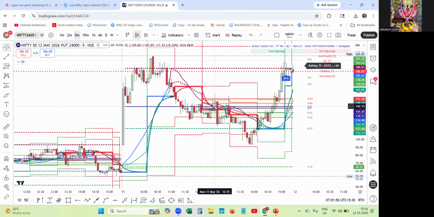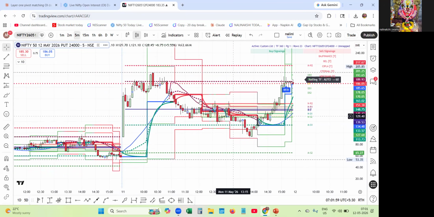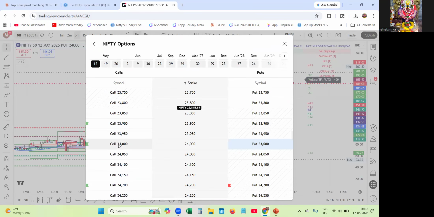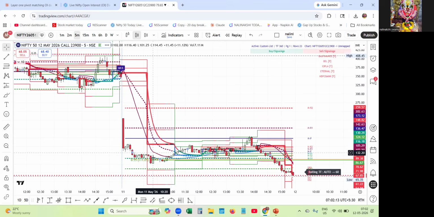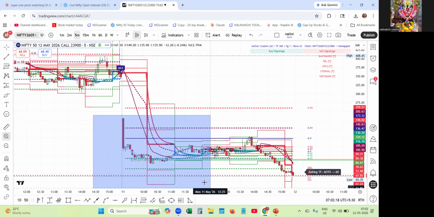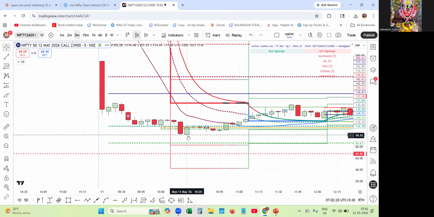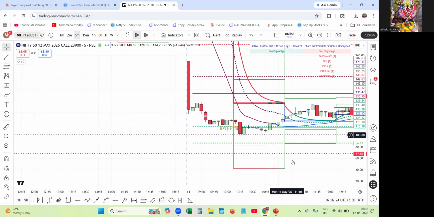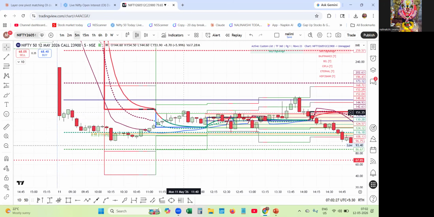At the same time, when it reached the R1 and could not go above that, exactly at that time the call option started dominating. The 23,900 call option came down to, let me zoom it, 99.90 rupees. From there, it rallied up to this level, up to this level.